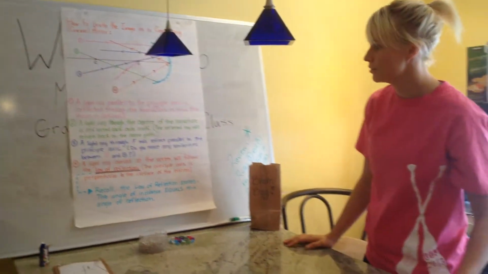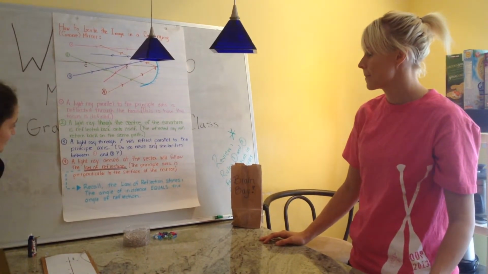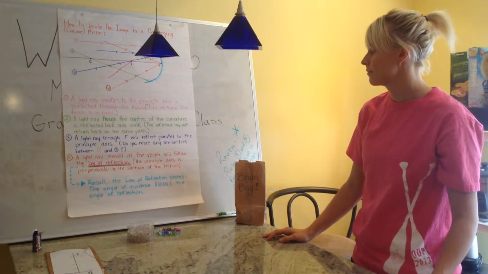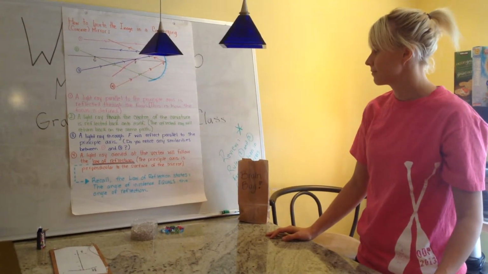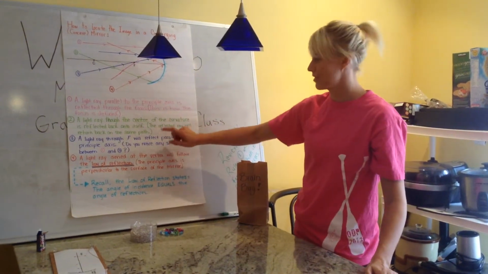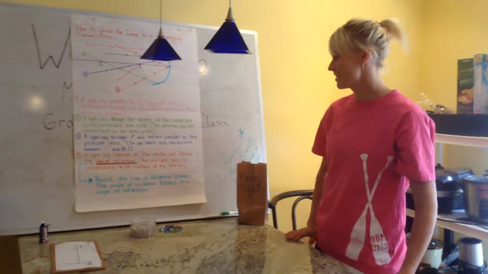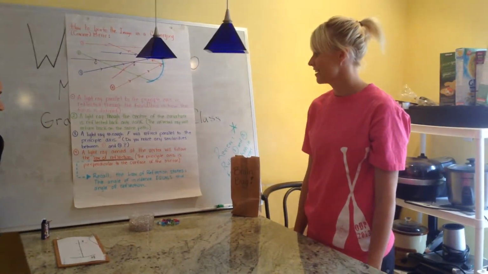Katie, would you like to read rule number 3? Yep. A light ray through the center of the curvature is reflected back onto itself. The reflected ray will return back on the same path. Alright, so that's rule number 2, which is a great rule, but we're going to focus on rule number 3. Do you want to read that one? Oh, sorry. That's okay. A light ray through F will reflect parallel to the principal axis.